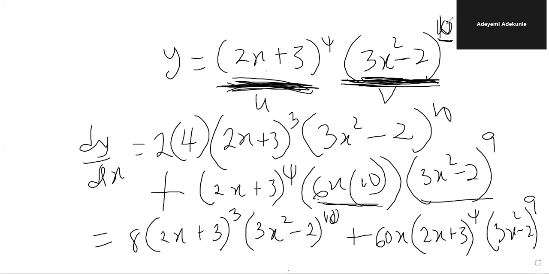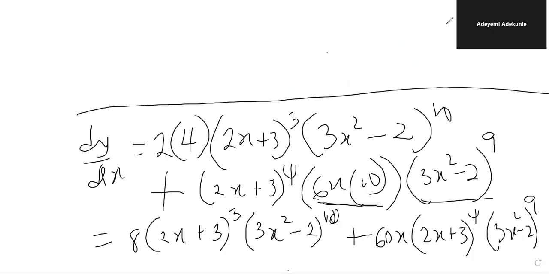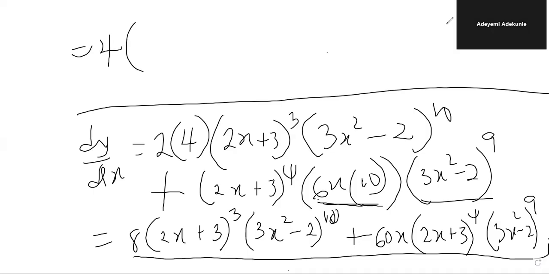All right, so you can stop here, and if you like, you can still proceed with it by factorizing. What I mean by that is from here now, we can do something. Looking at this very well, we can see that 8 and 60x, there is a factor common to them, which is 4. So bringing out the 4 first, 4 into, then this and this, there is another factor common to them. 2x plus 3 raised to power 3 is common. Then 3x squared minus 2 raised to power 9 also is common.